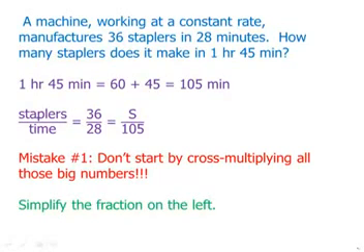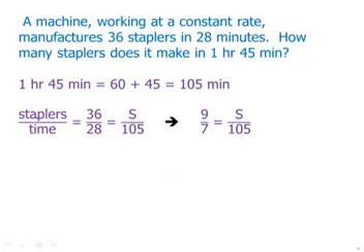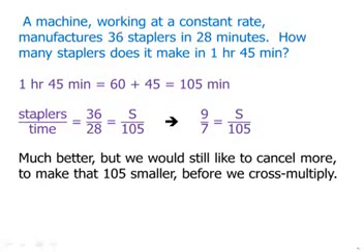Instead, simplify the fraction on the left. That's a very good place to start. 36 and 28 are divisible by 4. Cancel the 4. We get down to single-digit numbers, 9 over 7. Much better, but we'd still like to cancel more to make that 105 smaller before we cross-multiply.